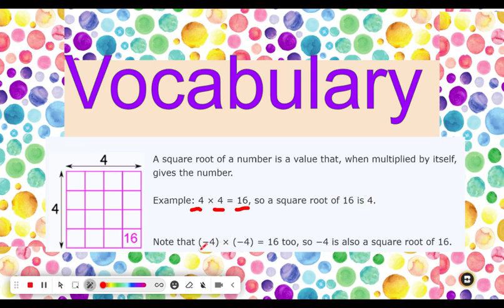If they ask for the two square roots, you can also say your answer is -4, because -4 times -4 is also 16. So if they ask for the two square roots, you give your answer as +4 and -4.